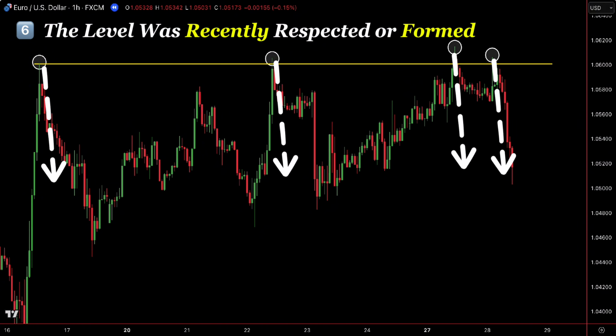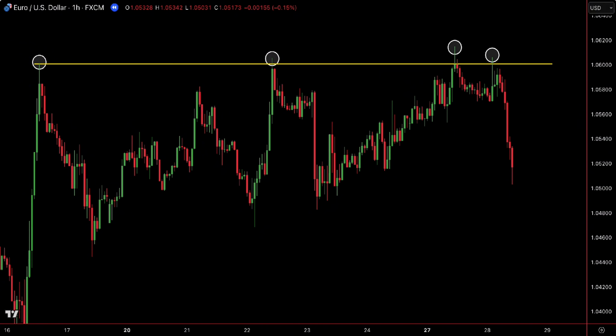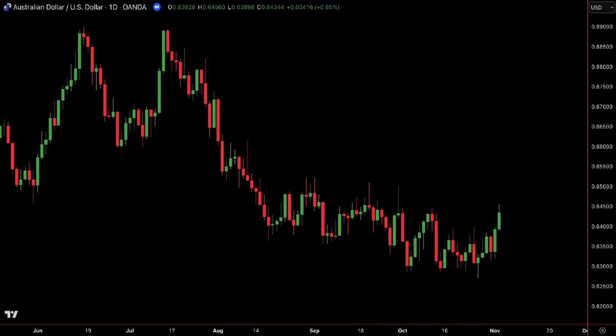Now that you know exactly what to look for, we'll start marking the key support and resistance zones directly on the chart. But before we dive into that, remember, not every level needs to meet all the criteria, but the more criteria a level checks off, the stronger and more reliable it becomes. Now that you understand the criteria, let's apply everything step by step on the chart.